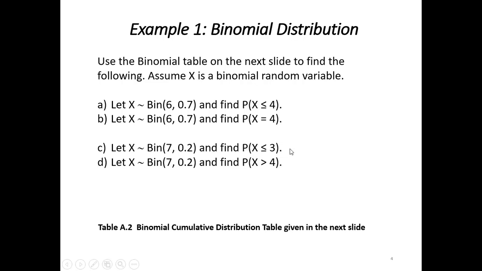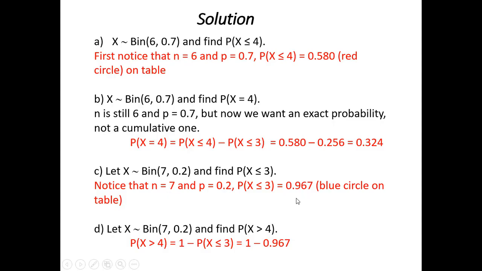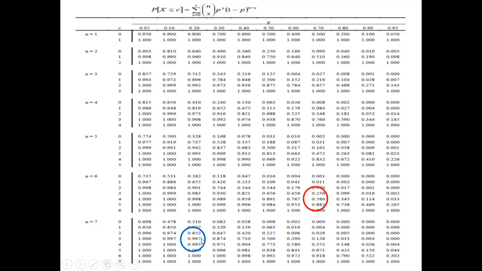All right, so this question here in part C, this is just another cumulative probability. So we can look that up in the table. We have to go to the section where n is 7, p is 0.2, so it brings us into this column here. And if I want the probability that x is less than or equal to 3, you can see we get 0.967 over here. Okay, again indicated with the blue circle on the table. So we see this right here.